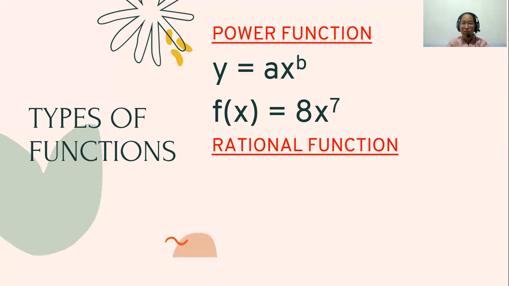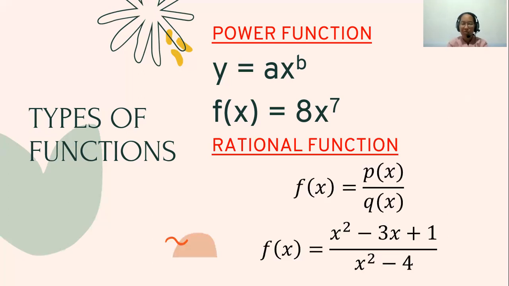The next type of function is known as the rational function. A rational function is any function which can be represented by a rational fraction. You know that a rational fraction is any fraction which can be expressed as a quotient of 2 terms. Generally, a rational function is represented by f of x equals p of x over q of x. As our example, f of x is equal to x squared minus 3x plus 1 over x squared minus 4.